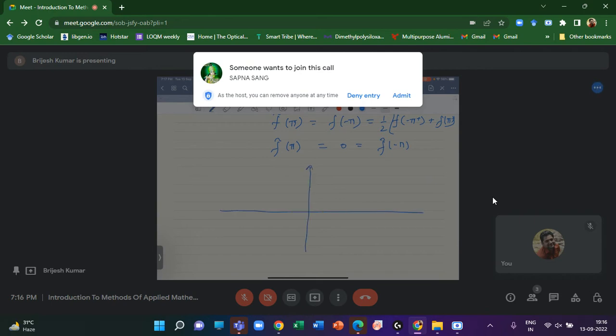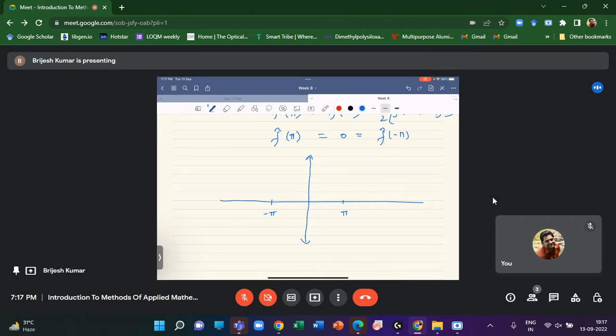Periodic expansion means, beyond the periodicity, what will be the function? We want to find that. From minus pi to pi, it is t upon pi, so the function is y equal to x, right? If this is t and this is function of t, then it will be like this.